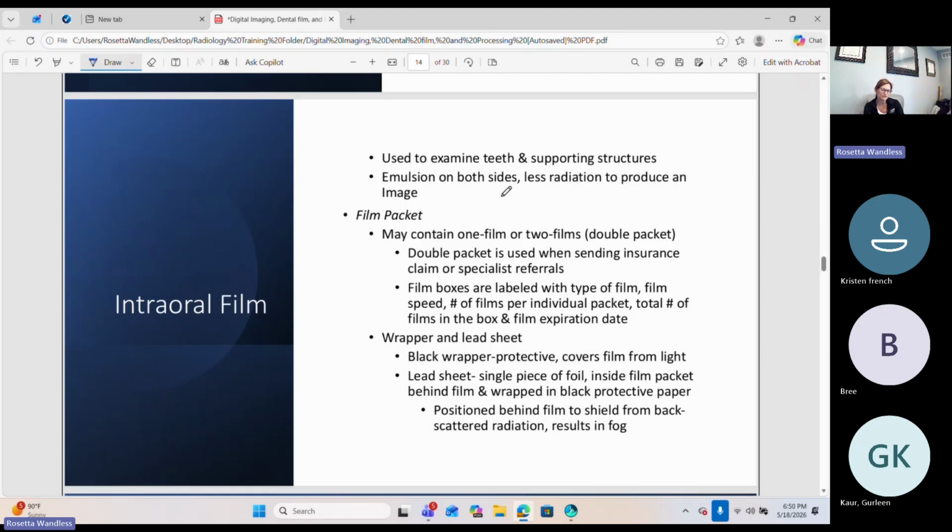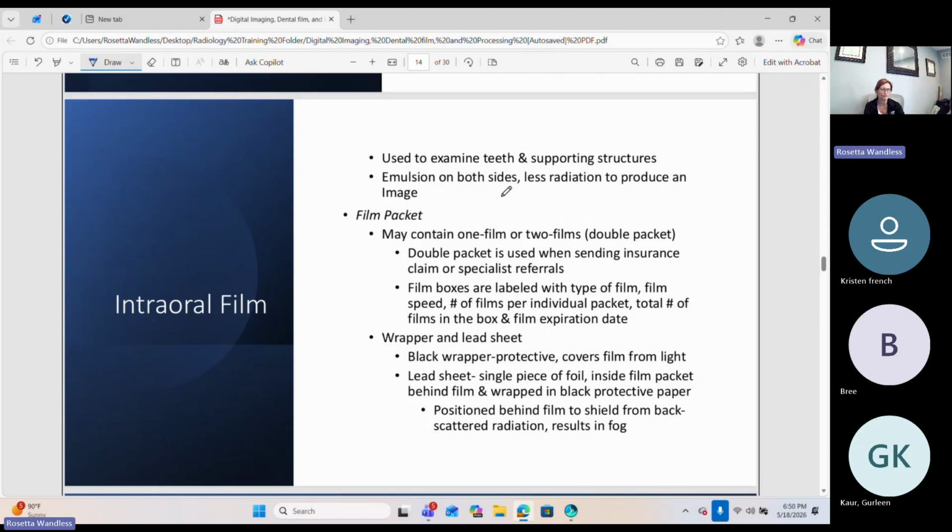Let me say this, I do cover it later, but just because we all want to know as I go, film speed is lettered from A to F, A being the slowest, F being the fastest, okay? So our film speed will be located on that labeled box.